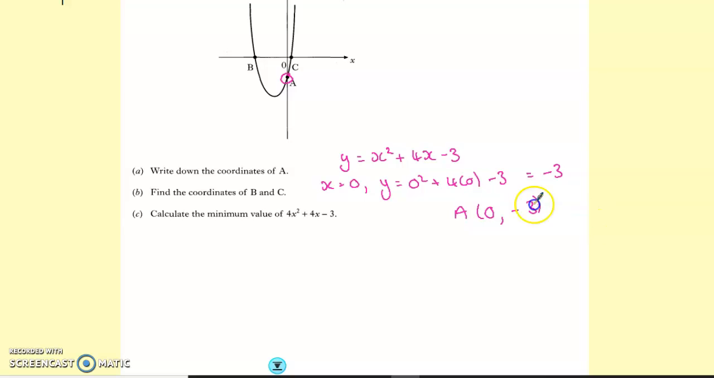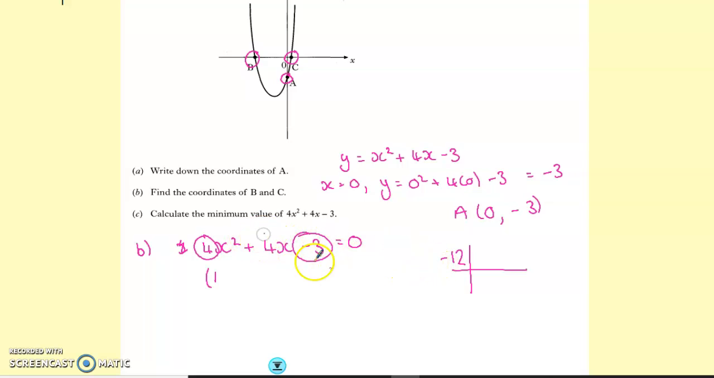Part B, we want to find the coordinates of B and C. B and C are where it cuts the x-axis. So it cuts the x-axis when y equals 0. When y equals 0, then 4x squared plus 4x minus 3 equals 0. So it's basically another way of asking you to solve that quadratic equation. We're going to do this by factorising. So I'm looking for two numbers that multiply to give me minus 12, a reminder that minus 12 is coming from 4 times minus 3, and add to give me plus 4.